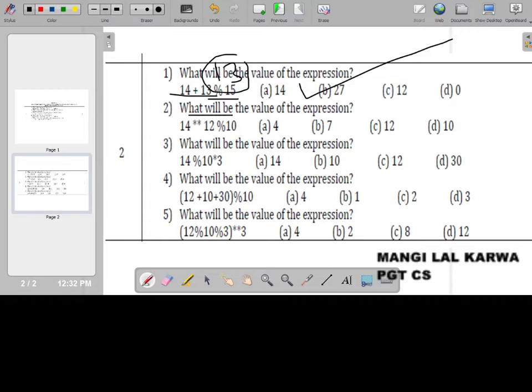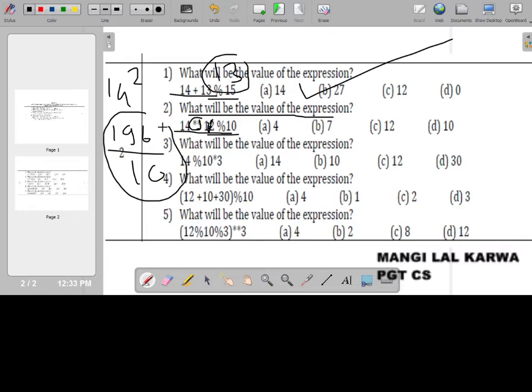So next question is, what will be the value of the expression? So now we have to give precedence again. So 2 are there, so we will write here 2. 14 to the power 12 will be a very big number, so I assume that it is 2. So whatever that value, 14 power 2 is 196, divided by 10. What will be the modulus? So 14 to the power 12 is a very big number, but we can calculate.